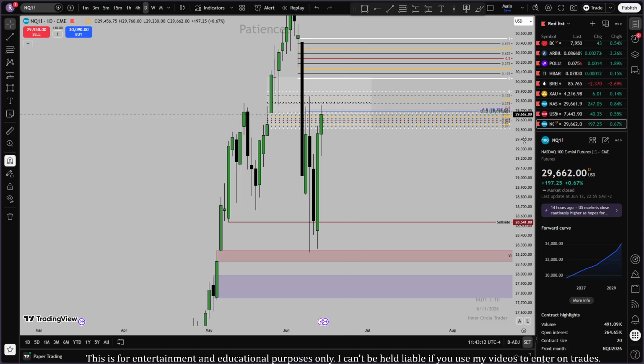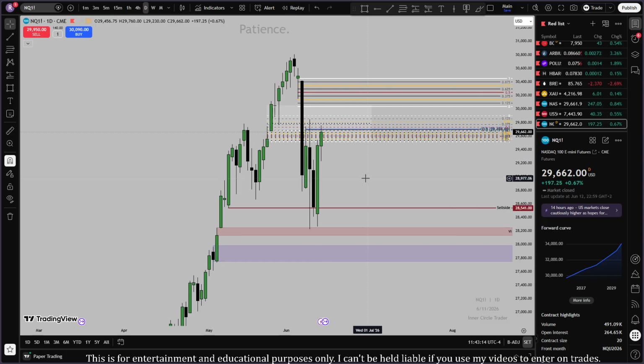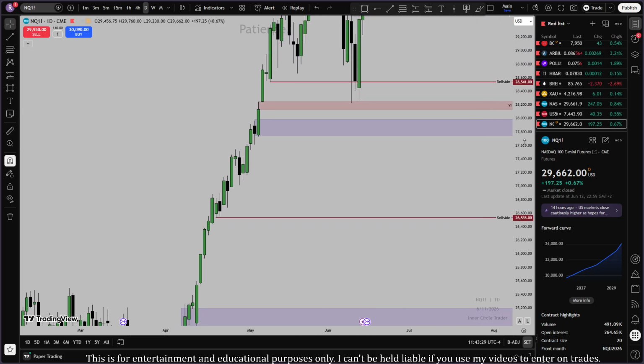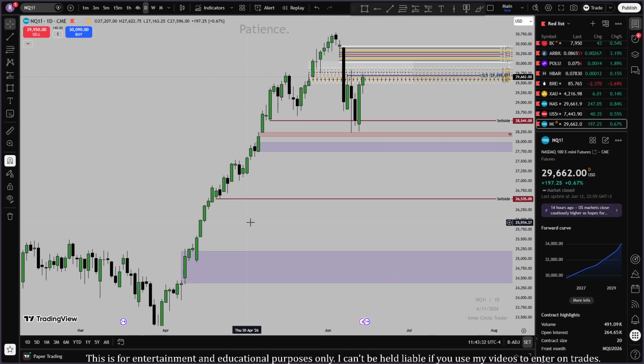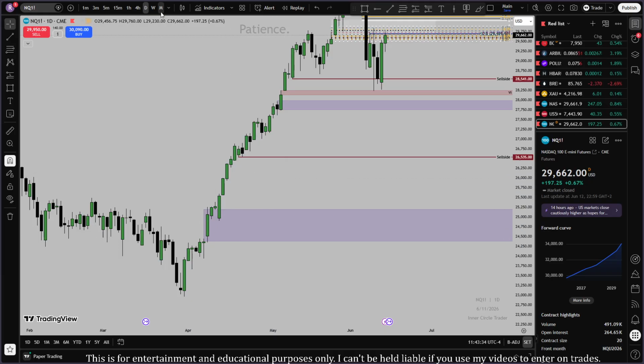I think this is 100% going lower. Guys, don't take my word for it. Let's just see how it plays out. That's what we do. We analyze and we check how it plays out. So again, the sell side is my draw on the weekly.